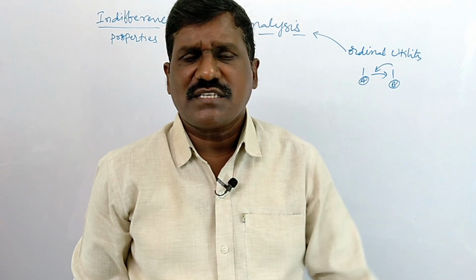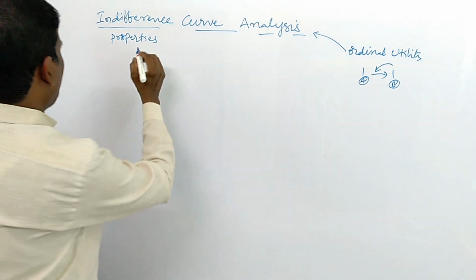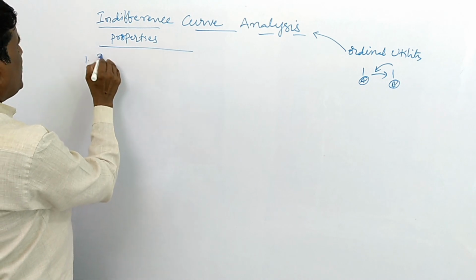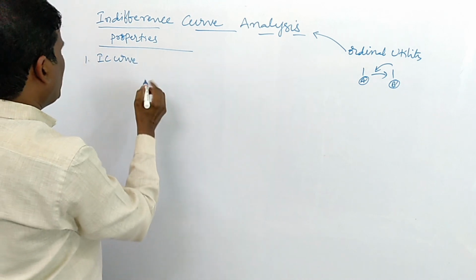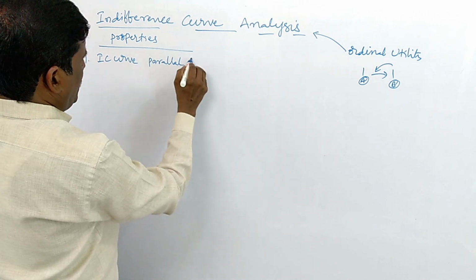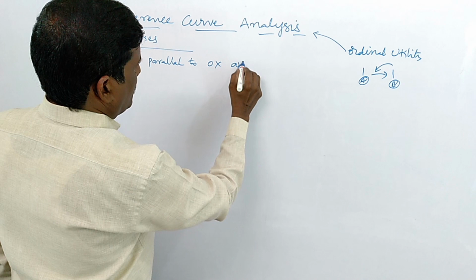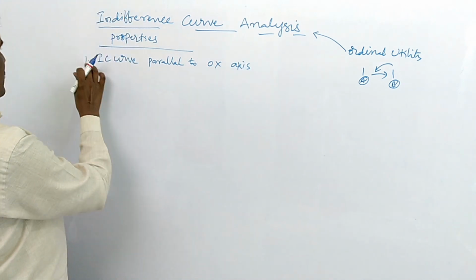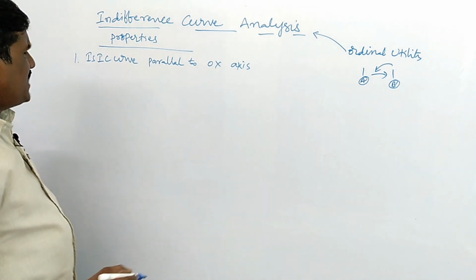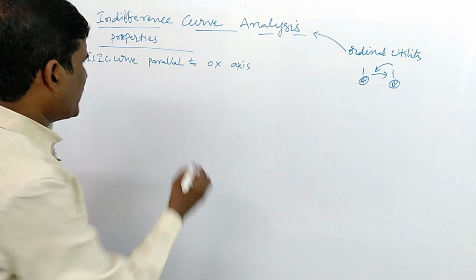What are the properties of indifference curve analysis? Let me analyze. The properties of indifference curves are here. The first one is: is the IC curve parallel to the OX axis? Is the IC curve parallel to the OX axis?